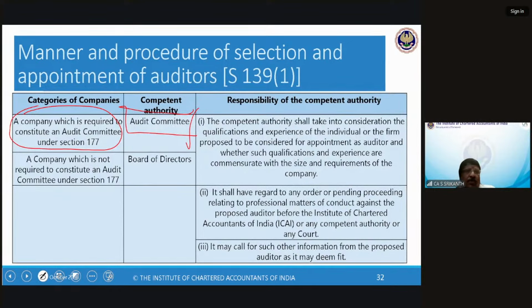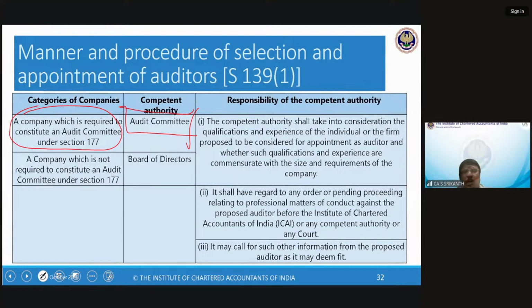Okay. So, audit committee. Where there is an audit committee, the audit committee is the competent authority. The responsibility of the competent authority is to take into consideration the qualifications and experience of the individual or the firm proposed to be considered for appointment as auditor, and whether such qualifications and experience are commensurate with the size and requirements of the company.